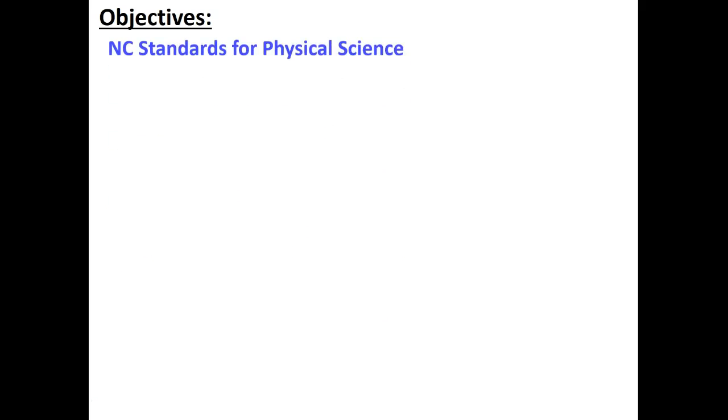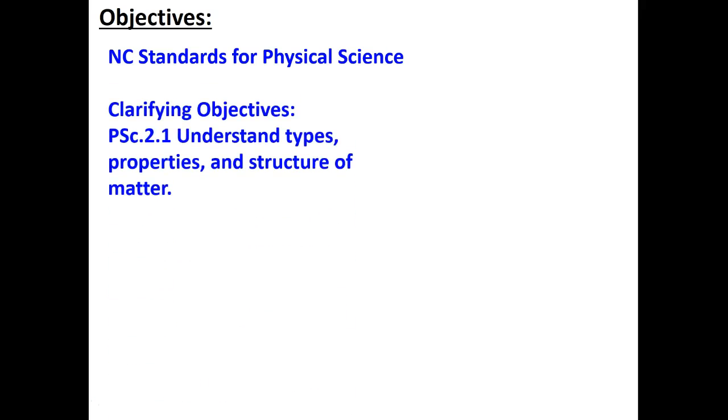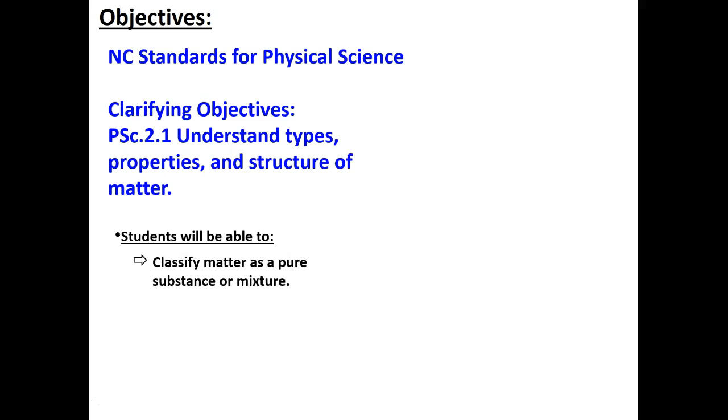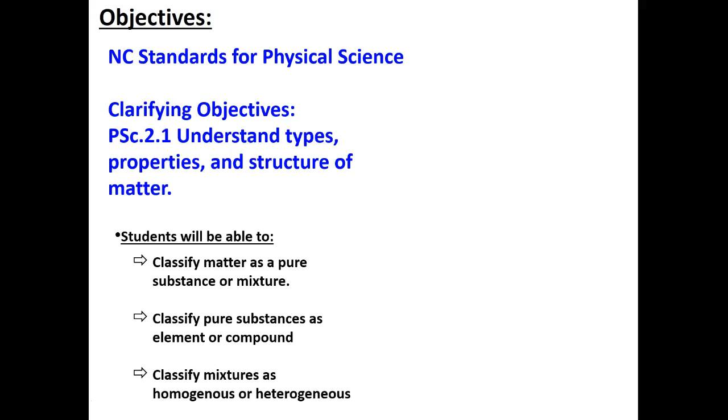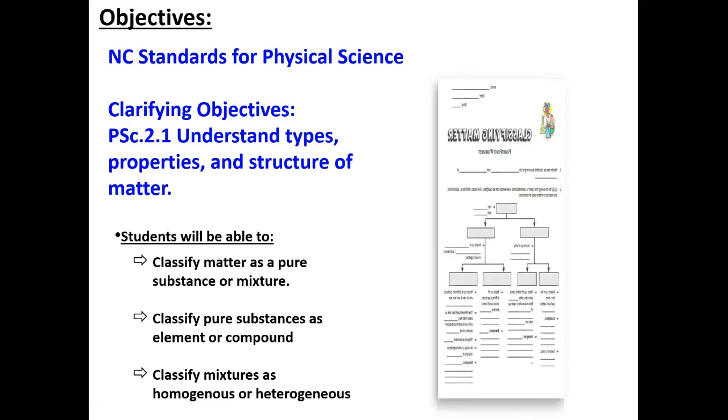Today's objectives follow the NC standards for physical science. So we're looking at the standards for understanding types and properties along with structure of matter. By the end of this lesson, students will be able to classify matter as pure substances or mixtures, classify substances as elements or compounds, and then classify mixtures as being homogeneous or heterogeneous.